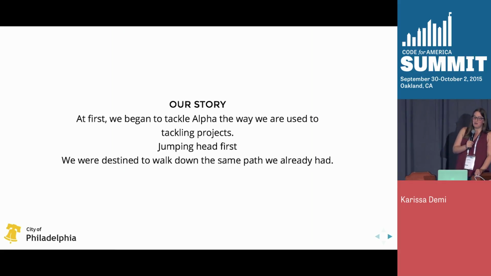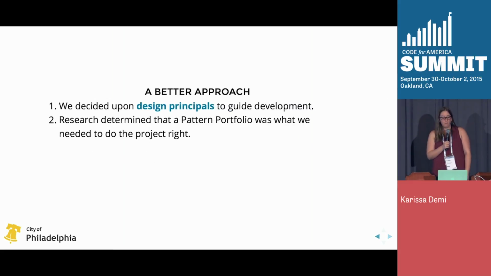And so we were destined to walk down the same path that we had with the current website, which is usable, it works for what it is, but we wanted to do something better. So a better approach to redesigning a site is choosing design principles, and I'm not going to go too much into how we decided to use those design principles, but there's an about page on alpha.phila.gov that describes the design principles that we're using. And so we decided that that was the right thing to do.